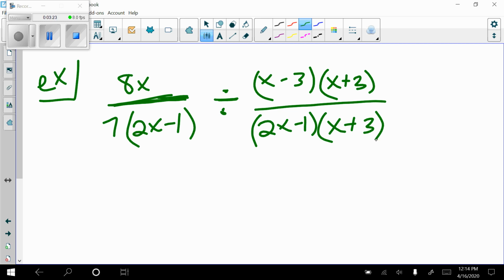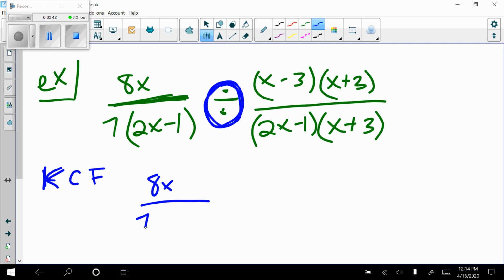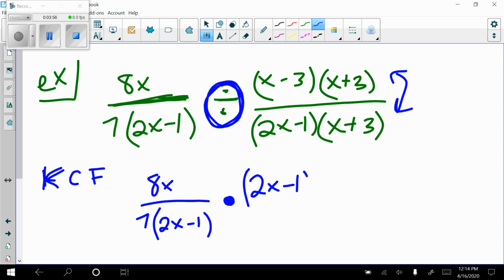What I want to start with, because I know it's division, dividing fractions is actually really hard. It's kind of almost impossible to do it in your head. We're always going to change it into multiplication. So following that keep, change, flip is what I would do first. So keeping the first fraction the same, it's still going to be 8x over 7 times 2x minus 1. But then I'm changing division into multiplication. And then for this last fraction, I have to flip it. So the numbers that are at the bottom are now on top. And then the numbers that were on top are now at the bottom.